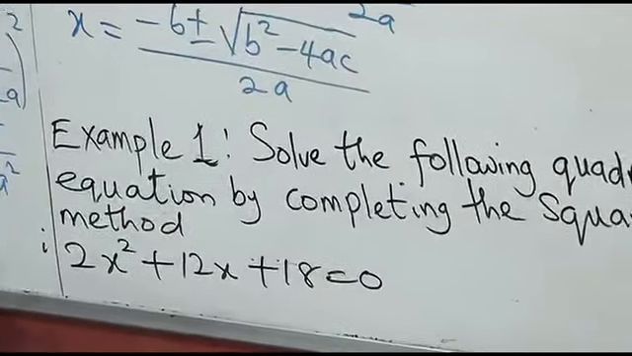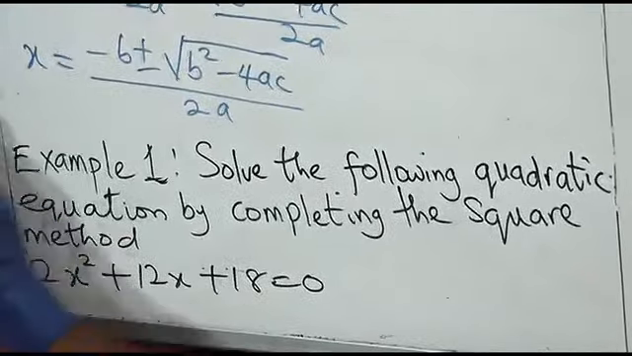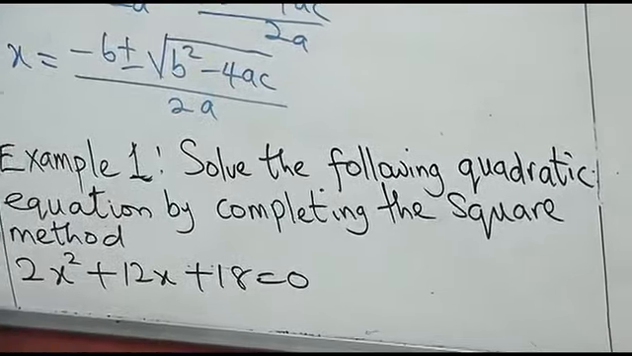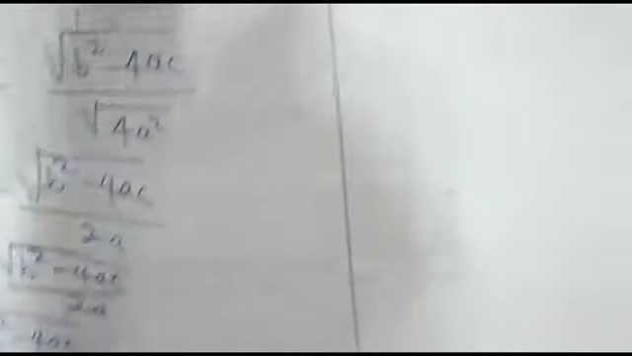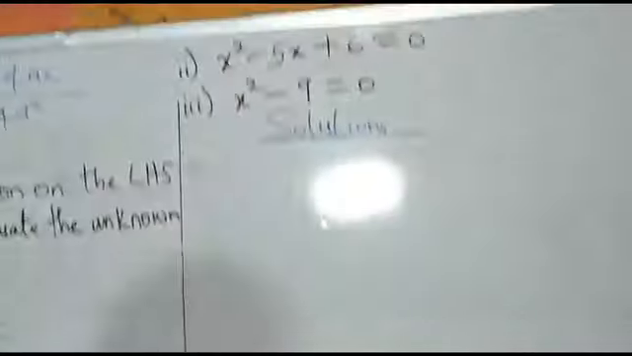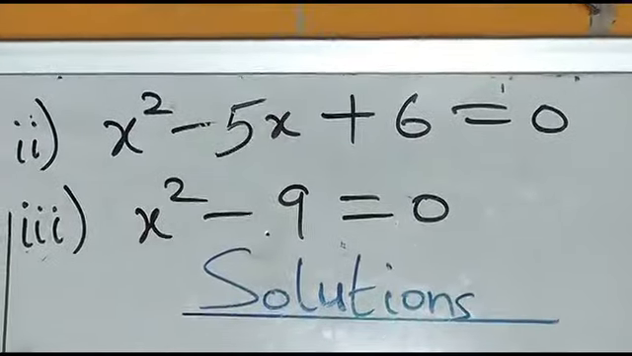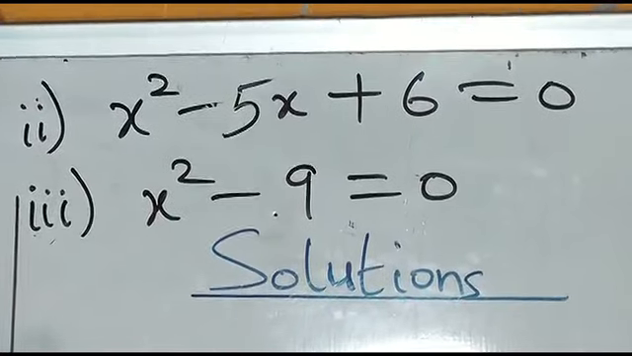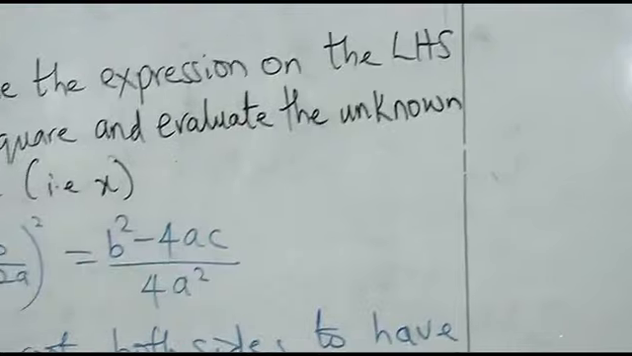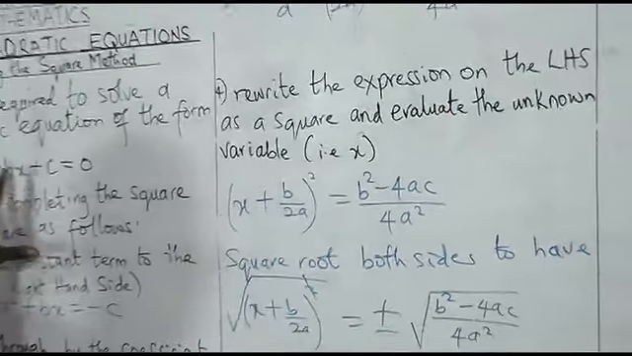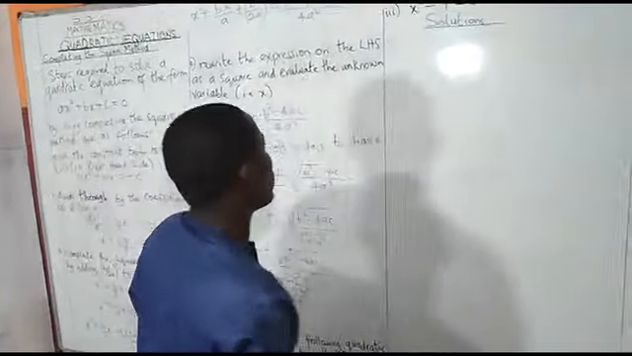The first one, you have 2x squared plus 12x plus 18 equal to 0. The second example, you have x squared minus 5x plus 6 equal to 0. The third one, x squared minus 9 equals 0. We'll be solving these examples using these 4 steps of the completing the square method.